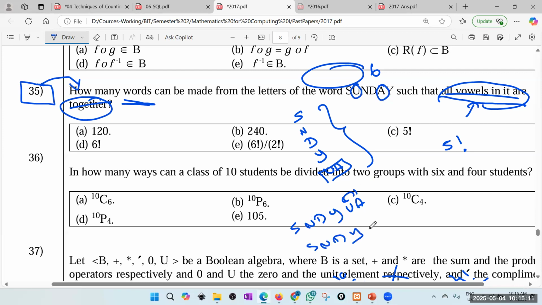SNDY AU. So therefore for each of these combinations we need to multiply by 2 because these two guys can interchange.